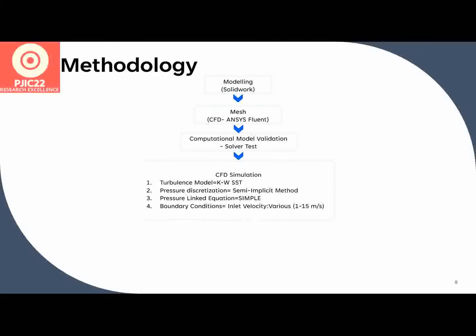On the CFD simulation, the parameters used are turbulent model k-omega SST, pressure discretization which is the semi-implicit method, pressure-velocity coupling equation SIMPLE, and the boundary condition with various inlet velocity in the range of 1 to 15 meters per second. So the discussion covers velocity distribution, velocity vector, turbulent kinetic energy, and lastly, average velocity and power output.